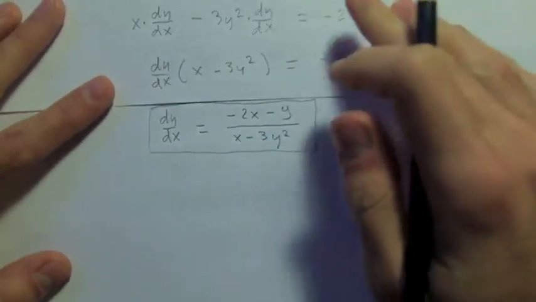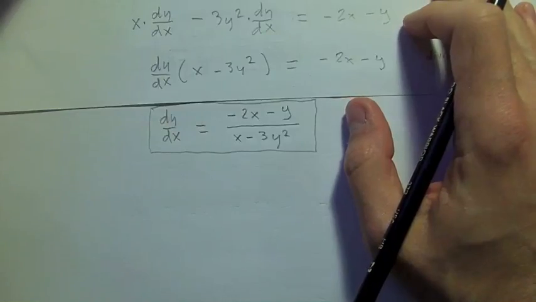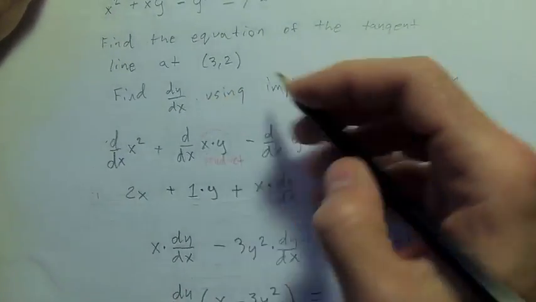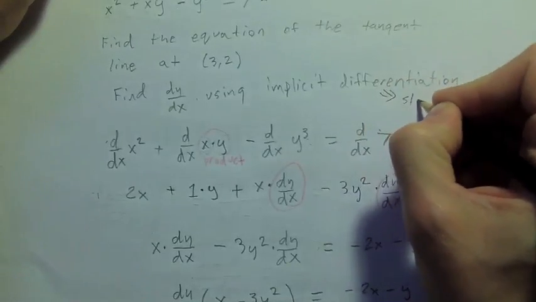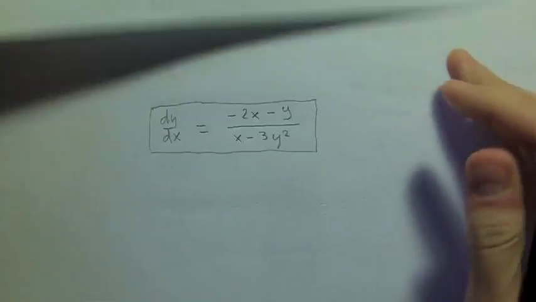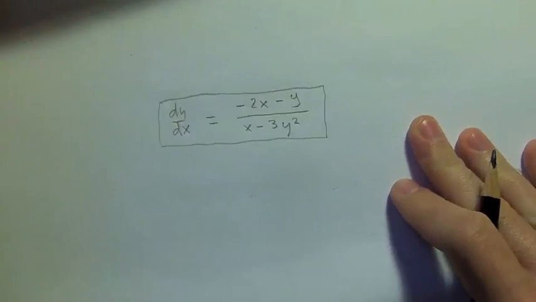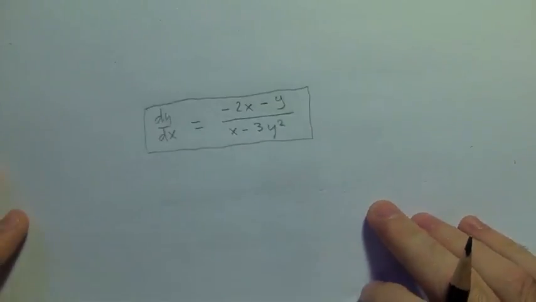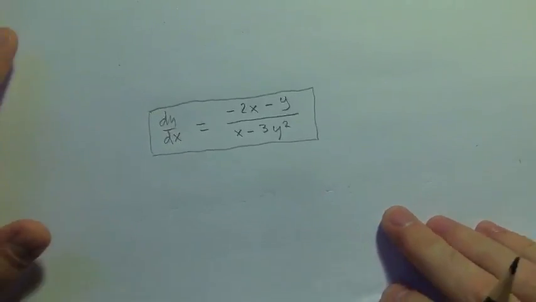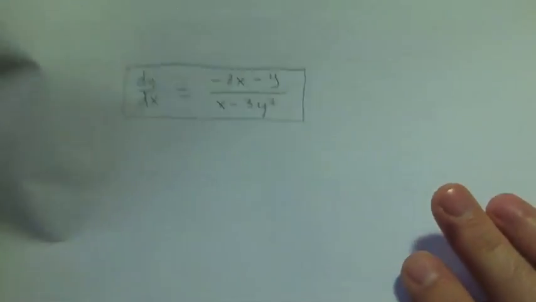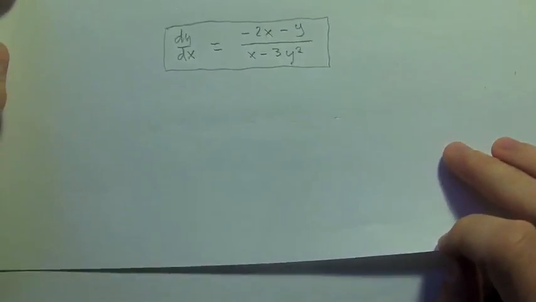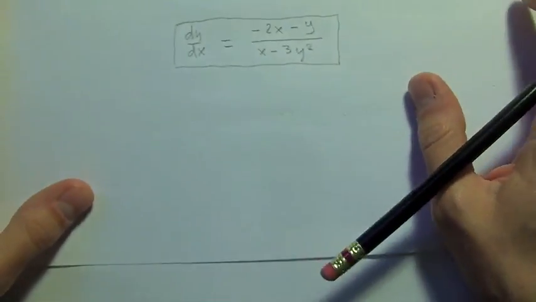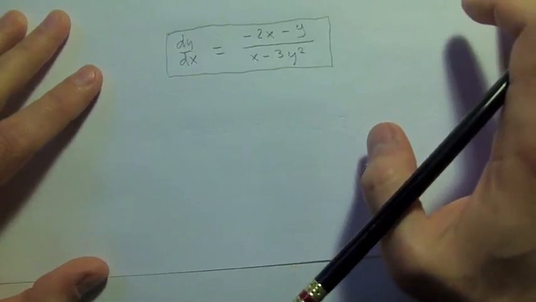Okay, and that's the first part. We're actually asked to find the equation of the tangent line, and so we need to find this because this gives us the slope of that line, right? So the slope of that line we'll get from the derivative here. Okay, so if the derivative is, let me start up here, negative 2x minus y all over x minus 3y squared.